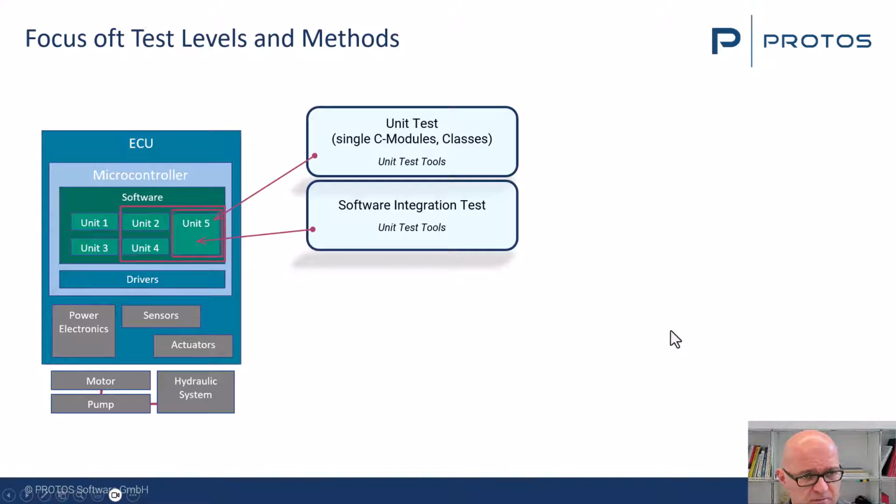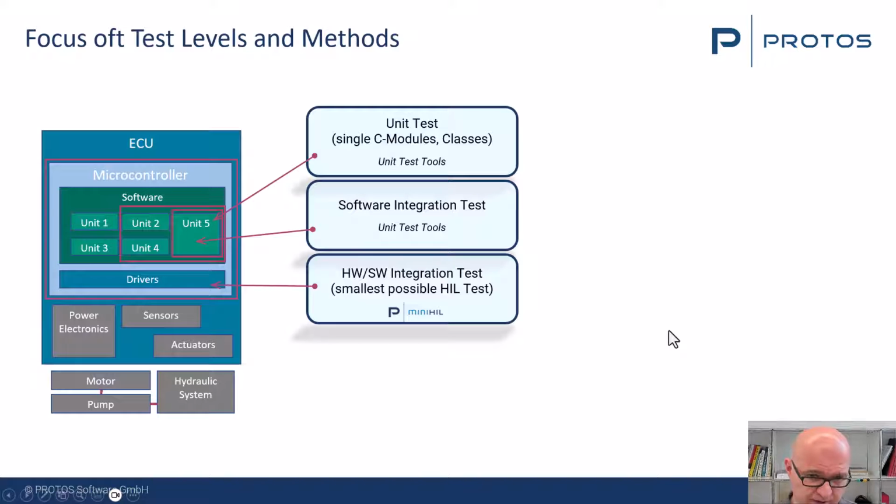So you need something more. Let's have a look at the next step. The next step would be the smallest possible hardware in the loop test. So we call this a hardware software integration test. We look at the microcontroller as a black box, including the whole software stack, all the drivers and so on, the real microcontroller. So that's your black box. And we test with the mini-HIL exactly this black box.